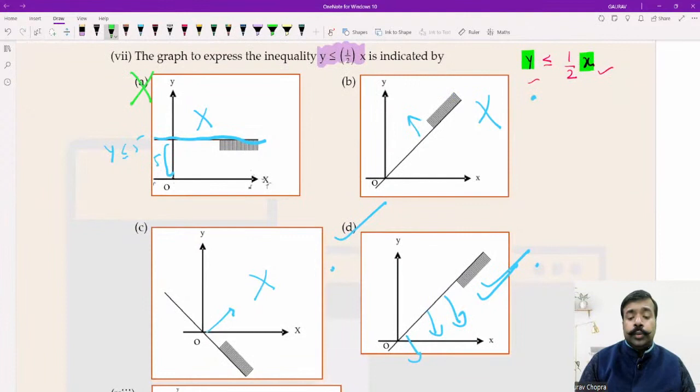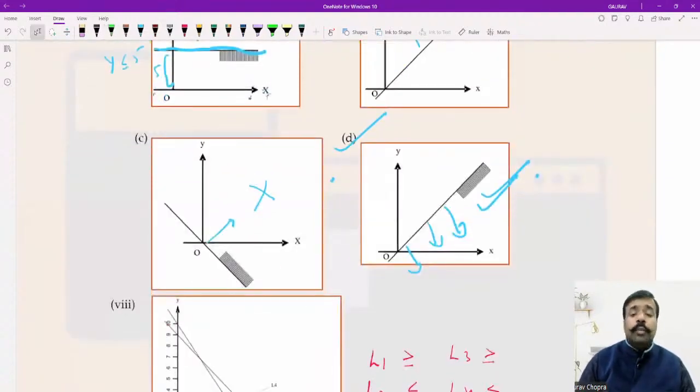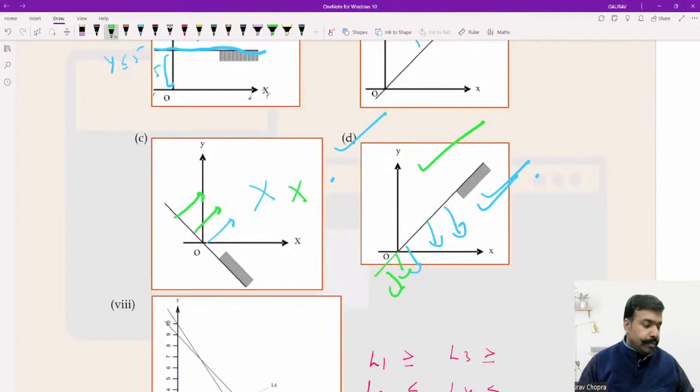When we are talking about option number B, we are having the sign of less than or equal to, but option number B is indicating more than, that is the outside part it is indicating. So B will be incorrect. While talking about C, C is also indicating the outside region. So C will also be incorrect. And in option number D, this is indicating the inside region. That is why D will be correct.